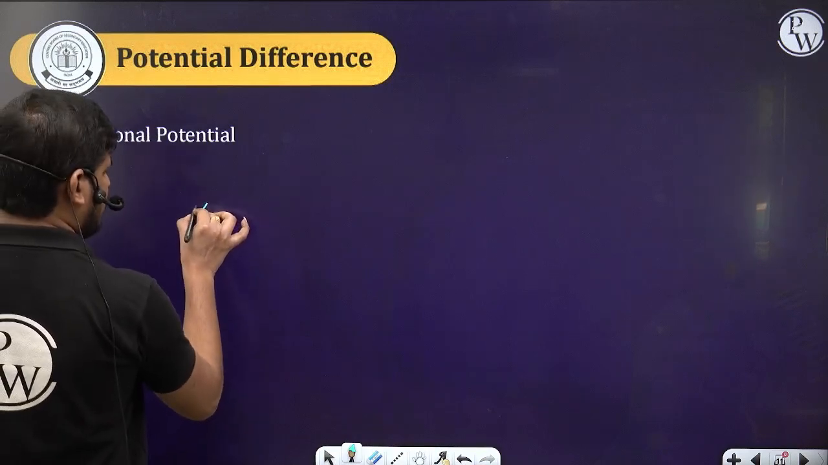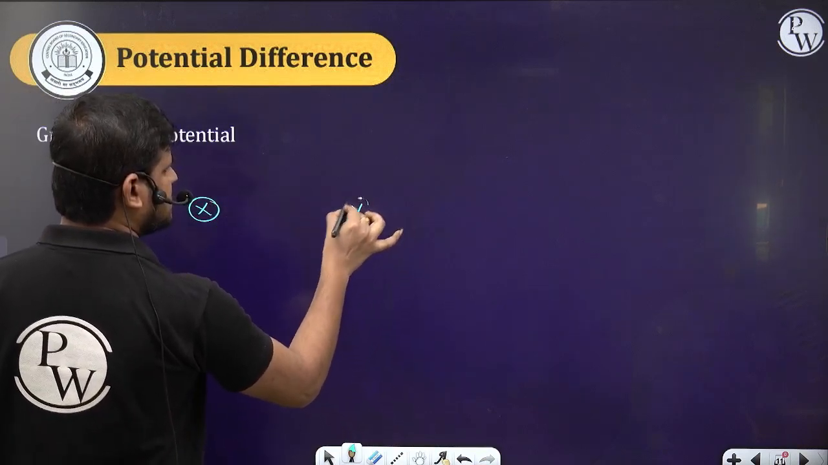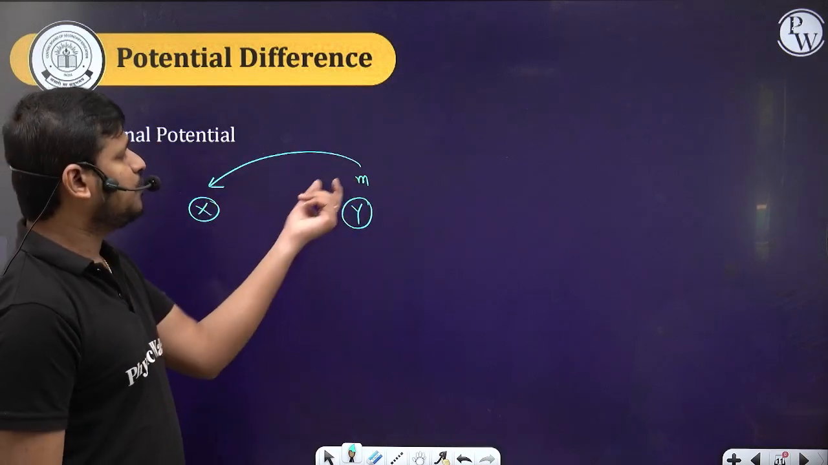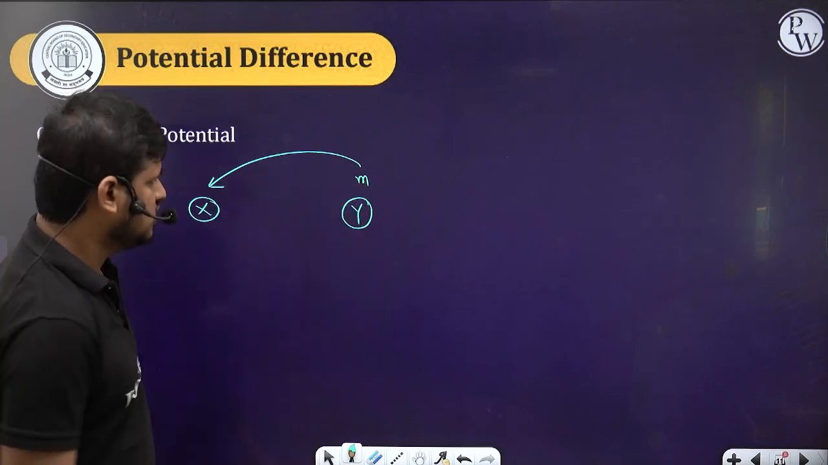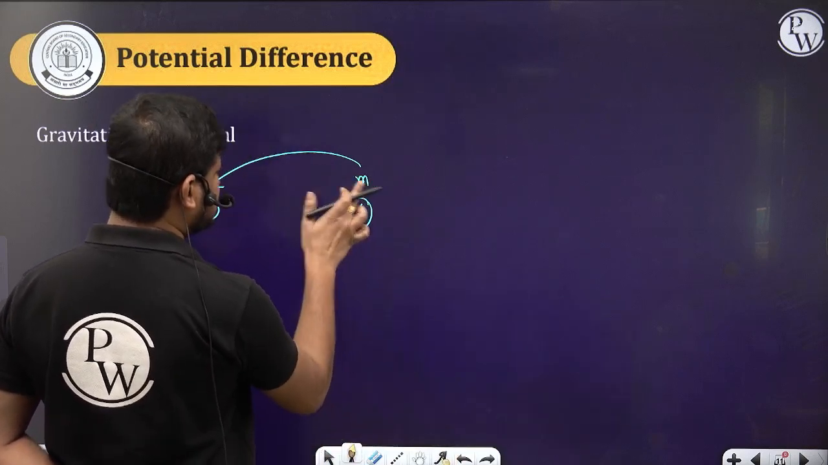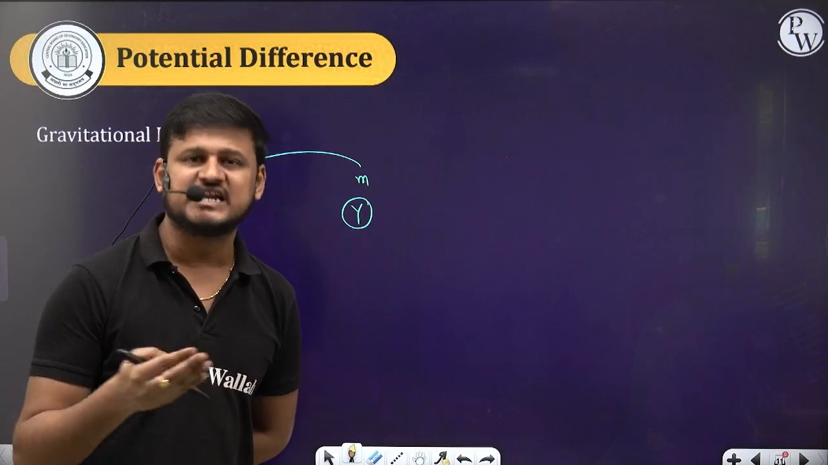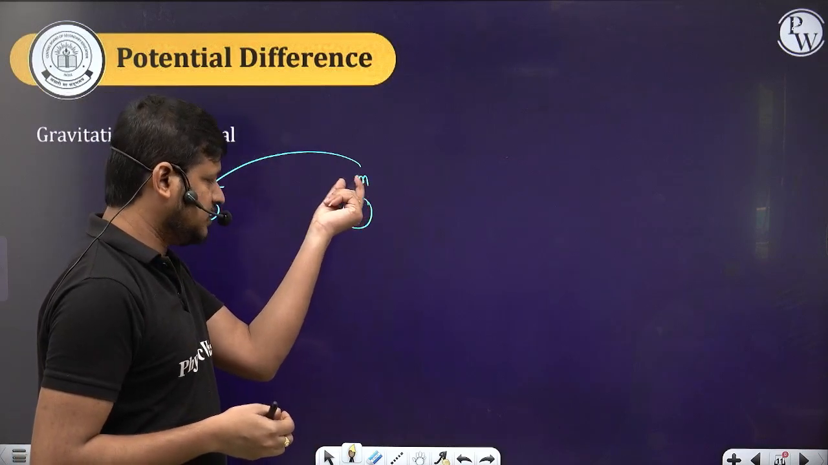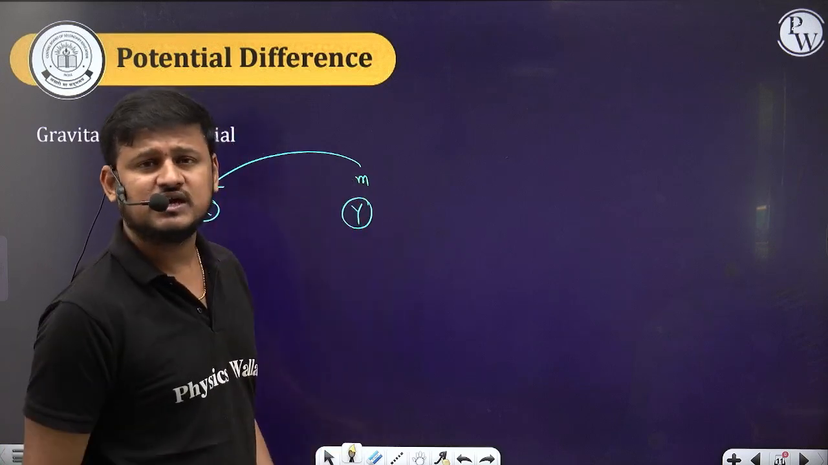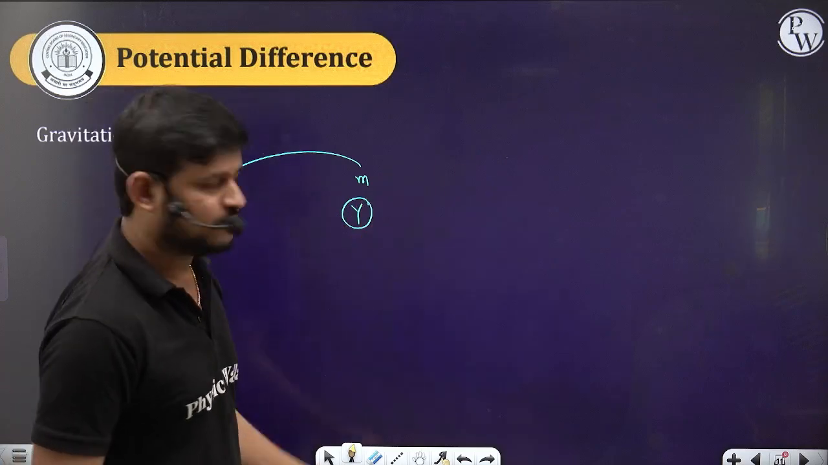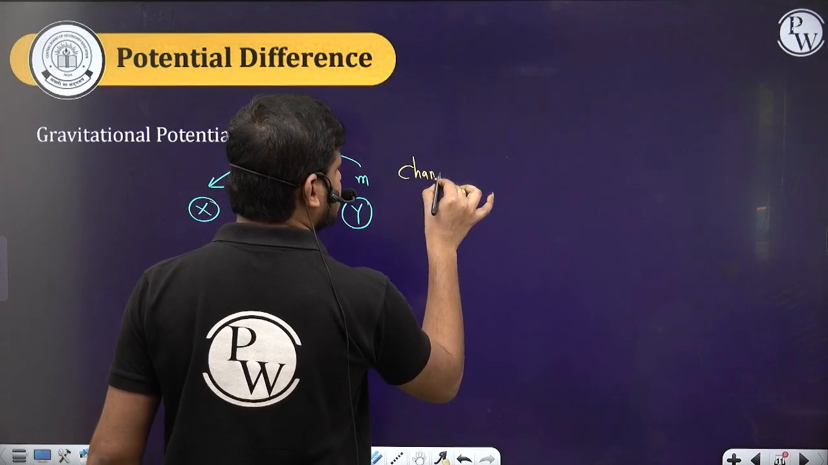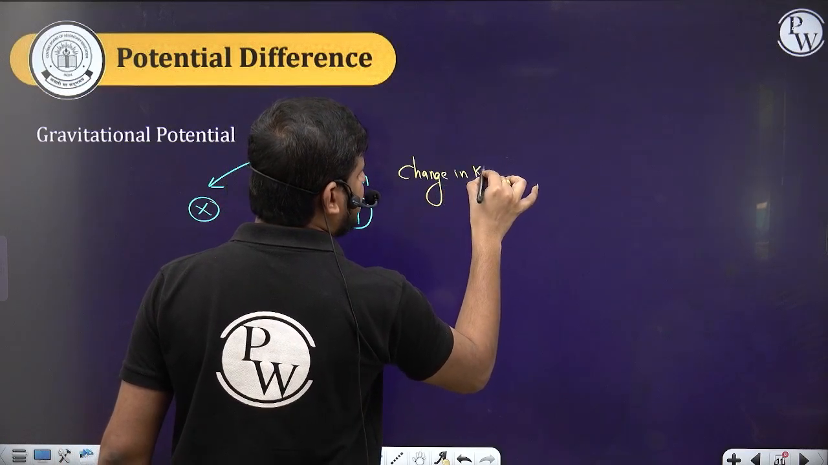Let's suppose there are 2 points x and y. Now if you have to bring a mass m from point y to point x, this is a small mass m, this mass should be brought to this point without changing its kinetic energy. That means it has to be brought very slowly. Then only its change in kinetic energy is 0. So this has to be brought in such a way that the change in kinetic energy should be 0.